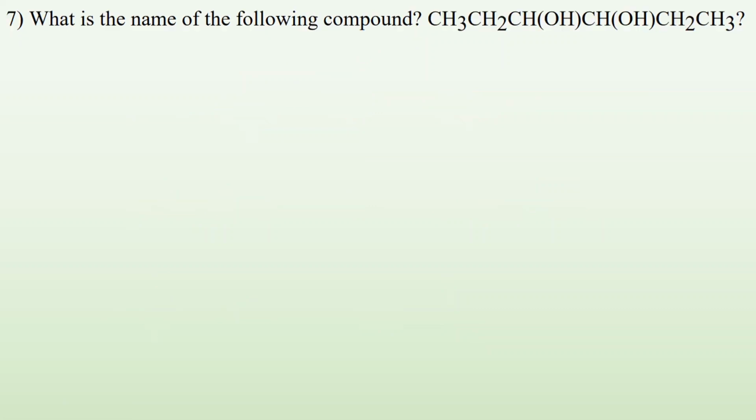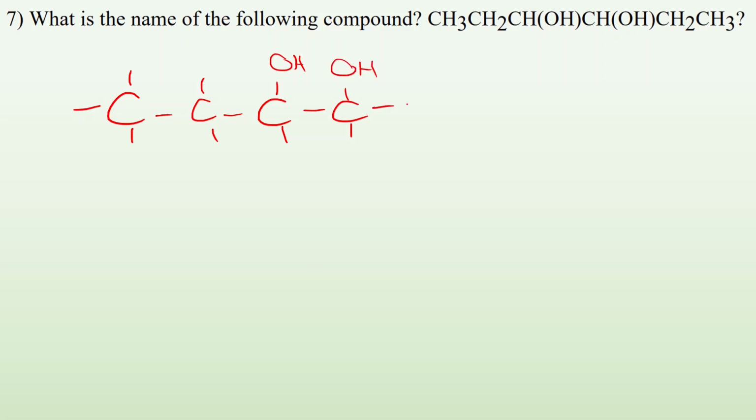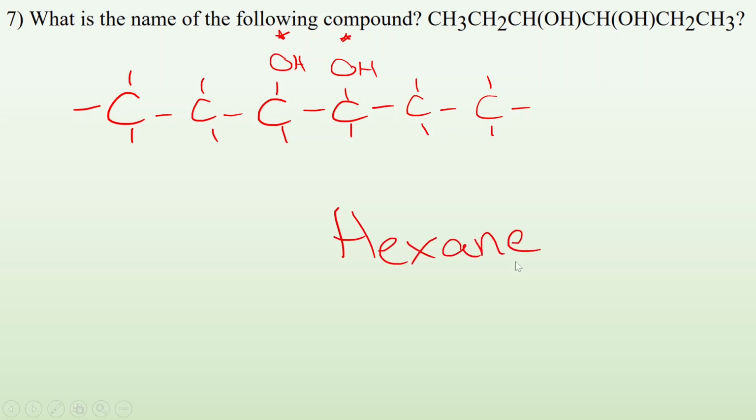Right, question 7. What is the name of the following compound? And again, it doesn't show you the actual bonds, so best bet is to draw it out. I have a CH3 bonded to a CH2, bonded to a CHOH, bonded to a CHOH, bonded to a CH2, bonded to a CH3. So first we can see we got 2 alcohol groups on an otherwise simple chain. So let's name that simple chain. There's 1, 2, 3, 4, 5, 6 carbons. So that is a hexane because they're all single bonded together.